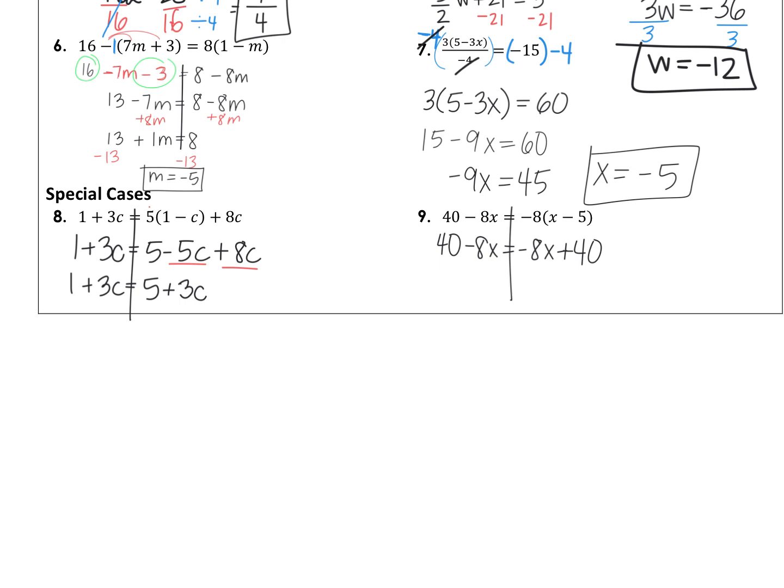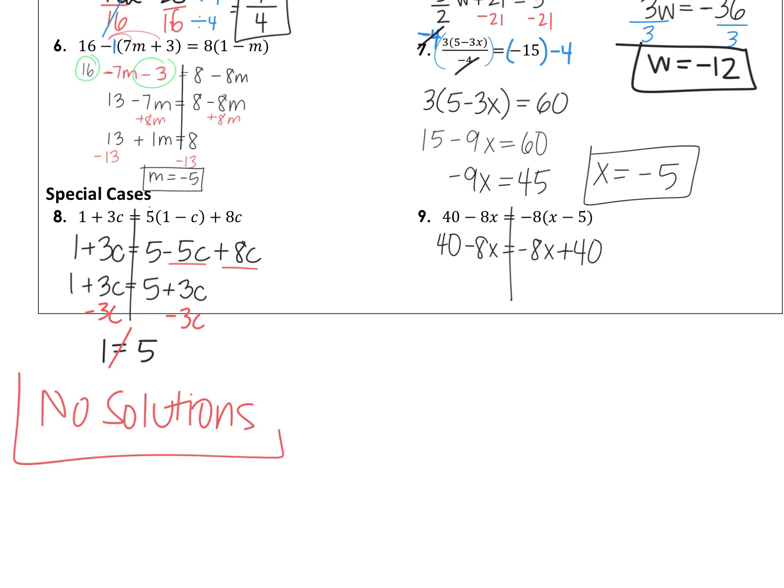So on number 8, we move our variables to one side. We end up with 1 is equal to 5. Is 1 equal to 5? No. What do you say? No solution. Oh, good job. Or no solutions. It just depends on what you want to say. I'm fine with no solution. And you would know that's going to happen if I see, okay, I have the same exact variable, same constant, and then different constants.